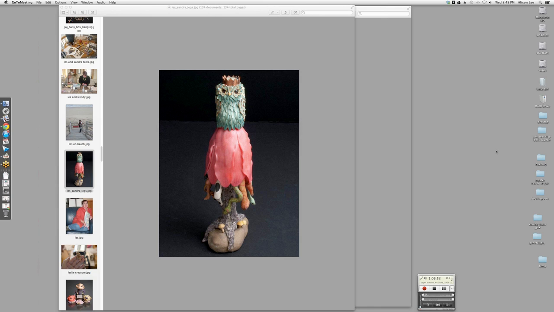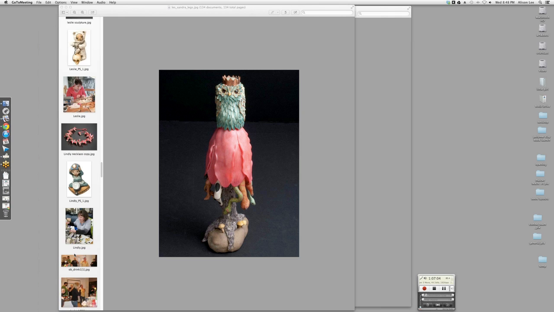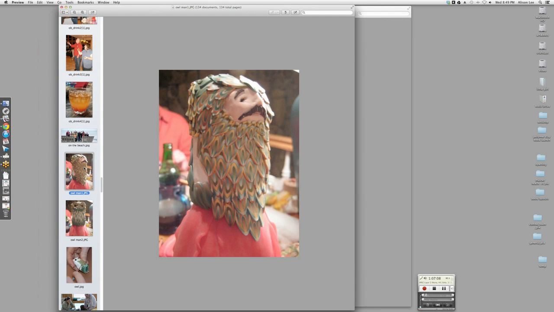You can't see it in this photograph, but the back of the owl has a face on it that Leslie made, which is fabulous. And it's a total surprise, and it's very mysterious. And our original idea, because a real owl can turn its head, there it is. So a real owl can just turn its head around.